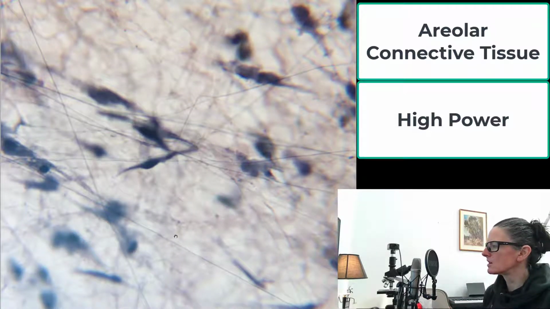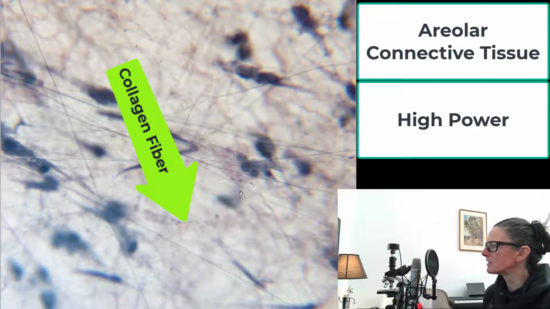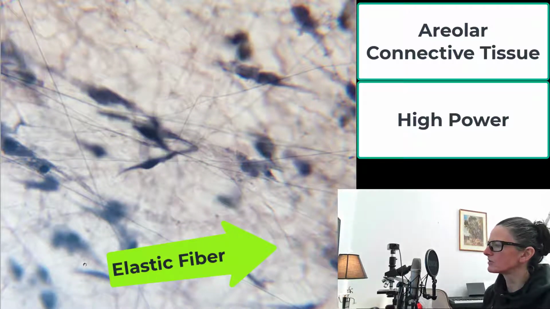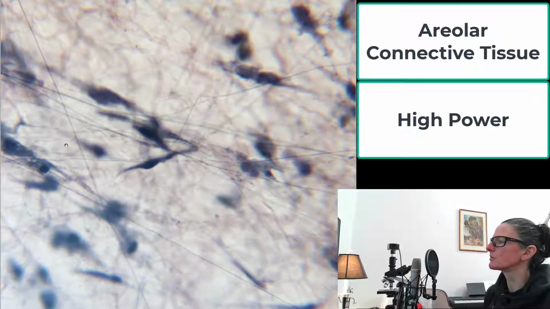Here you can see a collagen fiber right here. Here you can see an elastic fiber. Here's another elastic fiber. These little stringy ones are elastic fibers. Sometimes they look kind of kinked, like here. Sometimes they're wavy, but usually in areolar connective tissues, you'll see a lot of straight ones. All these dark things are the nuclei of the fibroblasts, and then we have our collagen bundles in the back.